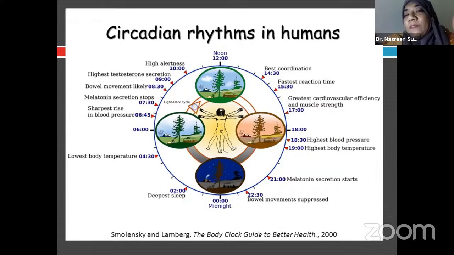This is not applicable for everyone. Those who watch mobile or TV in the night, definitely their rhythm will be disturbed, and due to the disturbance in the rhythm, they will be facing many different disorders in the body.